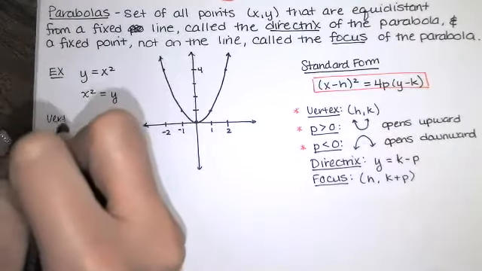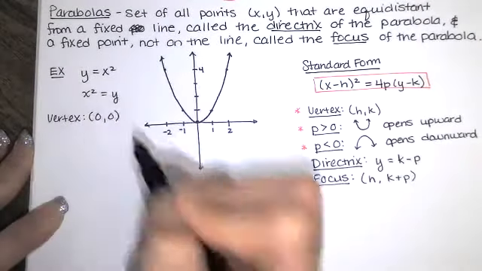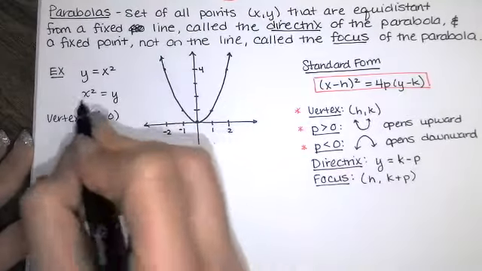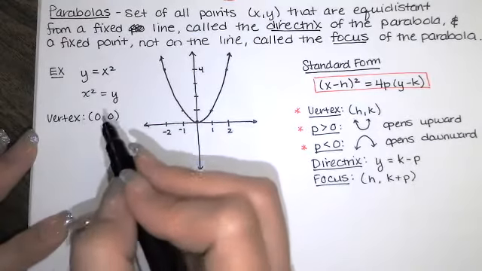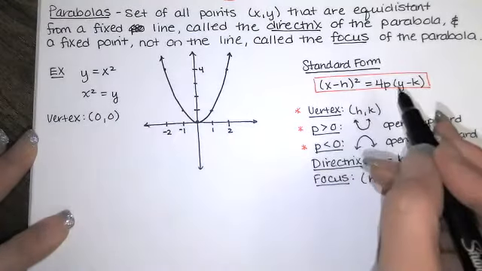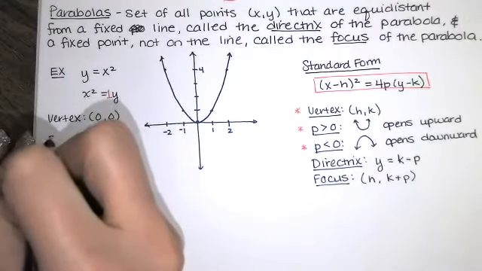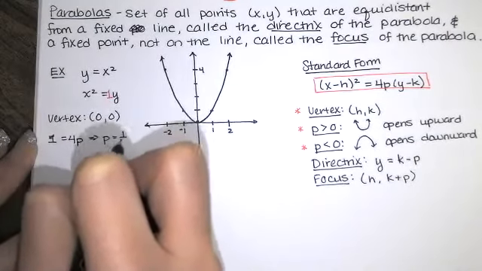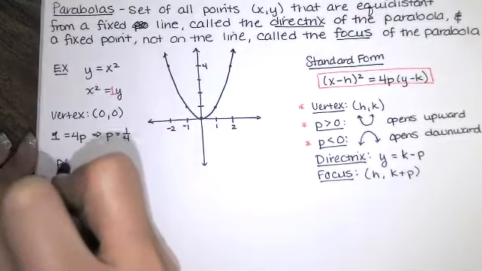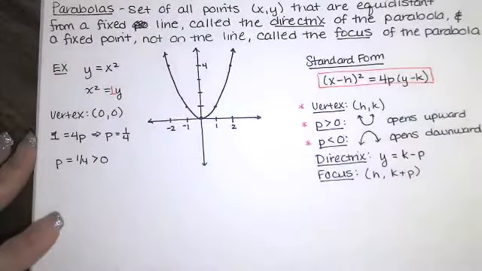My vertex, I think we all know from pre-calculus that the vertex of this is (0, 0). Looking at this form, I can tell it's (0, 0) because I'm not subtracting anything from the x or from the y. Now, the number in front of the y, that is 4p. So there's an implied 1 here. So 1 is equal to 4p, and I can solve that for p. P is 1/4. Since 1/4 is positive, the parabola opens upward, as we already knew.